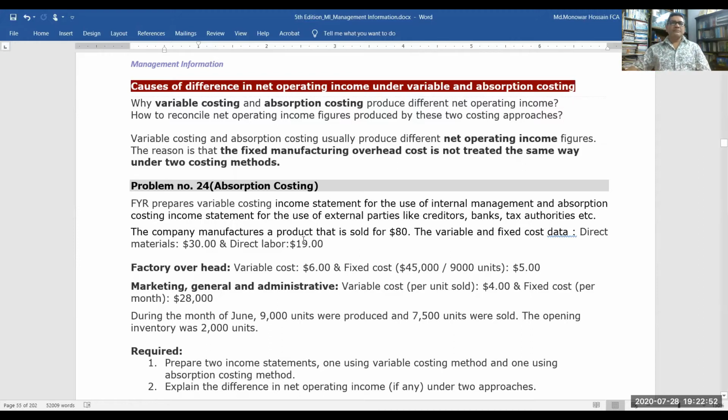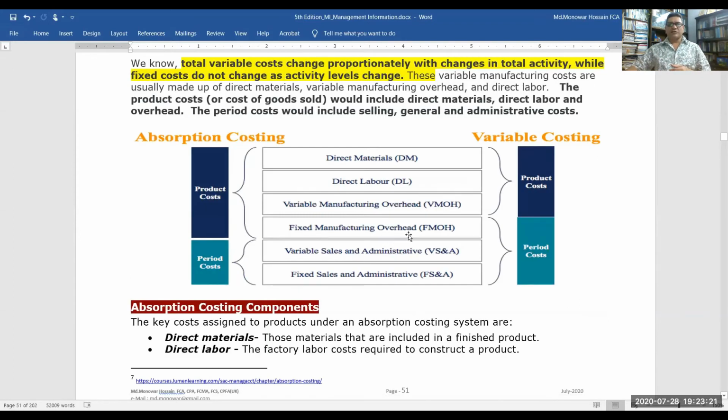Variable costing and absorption costing usually produce different net operating income figures. The reason is that fixed manufacturing overhead cost is not treated the same way under the two costing methods. Fixed manufacturing overhead is treated as a product cost under absorption costing, but under variable costing it is not considered a component of product cost; it is a period cost.